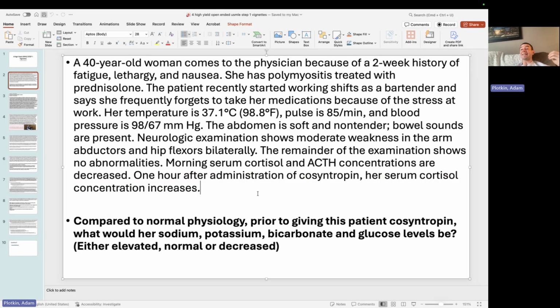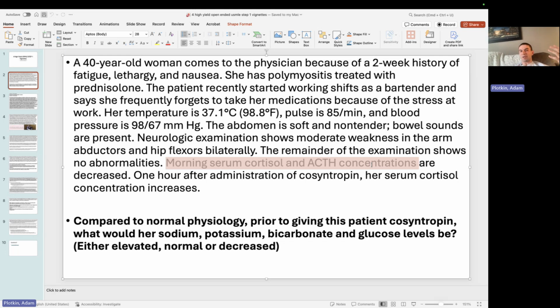Cosyntropin is ACTH, okay? So in both primary and secondary adrenal insufficiency, your morning serum cortisol should be low, right? Remember, cortisol usually starts to rise in the morning. The key thing, one of our endocrine professors always said, if you suspect the hormone is low, you should check it when it should be high. And if you suspect the hormone is high, you should check it when it should be low.